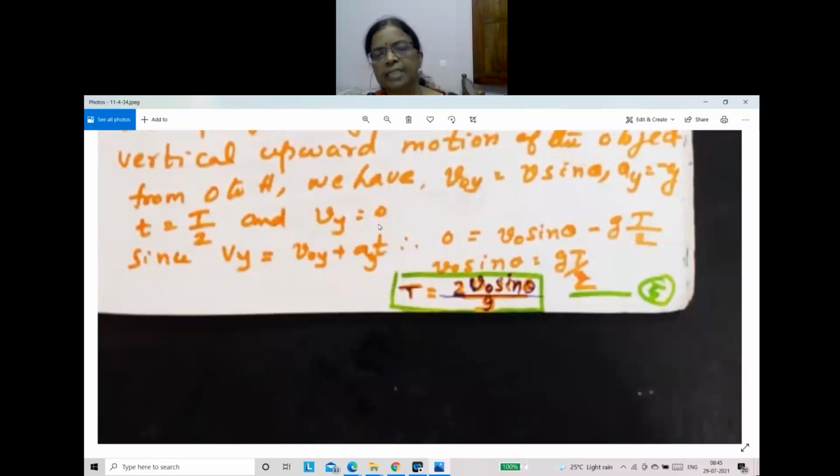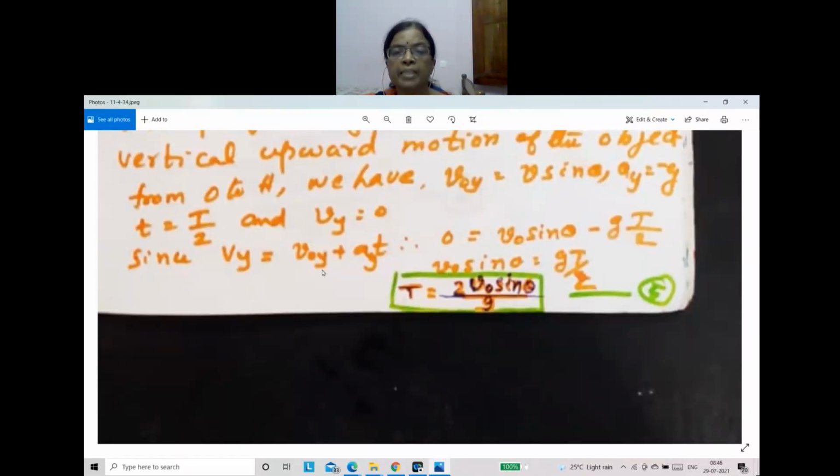You know, time of ascent will be same as time of descent. How much time it takes to reach the highest point, the same time it will take to reach the ground at the same level. Same level, that's important. So time of ascent is same as time of descent. If you know the time of ascent, double it, that will be the total time taken to reach the ground at the same level. So now we are going to calculate the time of ascent, children.